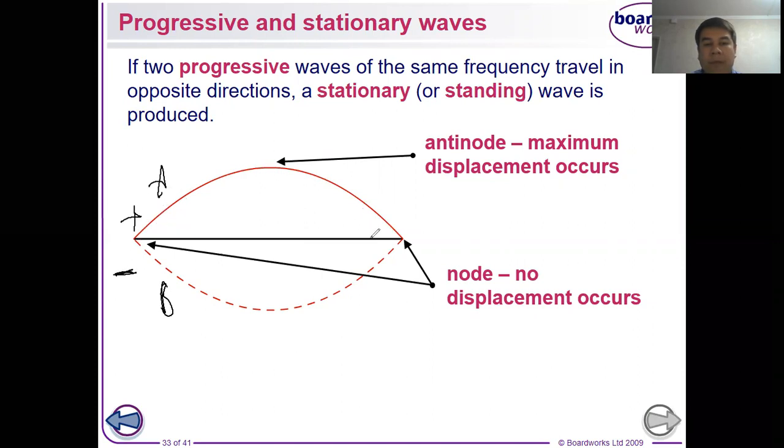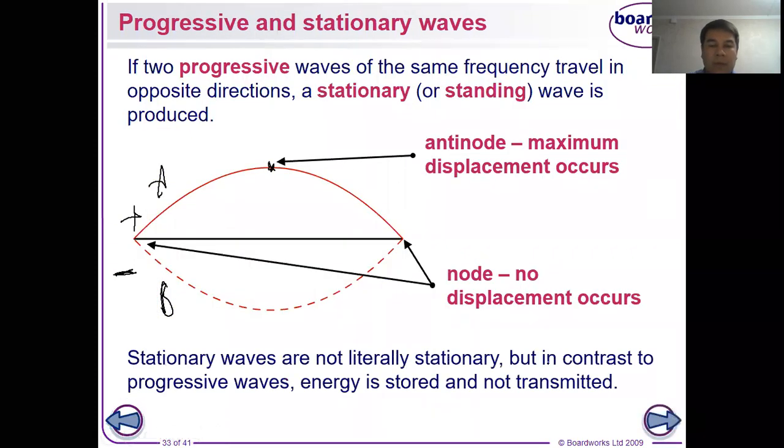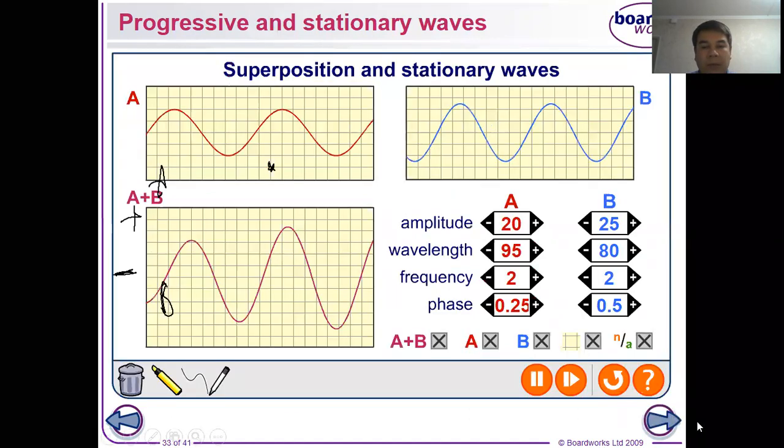On the positive side, we call it an antinode, where maximum displacement occurs. And also we have a node. What is a node? At a node, no displacement occurs. In the node case, we can see that the resultant will be a straight line. It means a node happens here. We can also say that stationary waves are not literally stationary, but in contrast to a progressive wave, energy is stored and not transmitted.